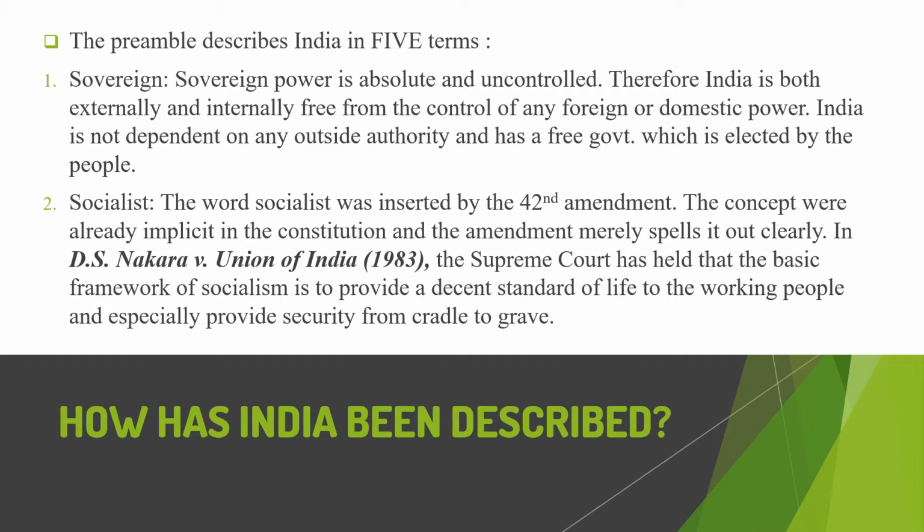Second, socialist. The word socialist was inserted by the 42nd Amendment. There was controversy behind the inclusion of the word by many writers. But it has since been held that the concept was already implicit in the Constitution and the amendment merely spells it out clearly. The term in the Indian context means the achievement of socialist ends through democratic means. It holds faith in a mixed economy where both private and public sectors coexist side by side.